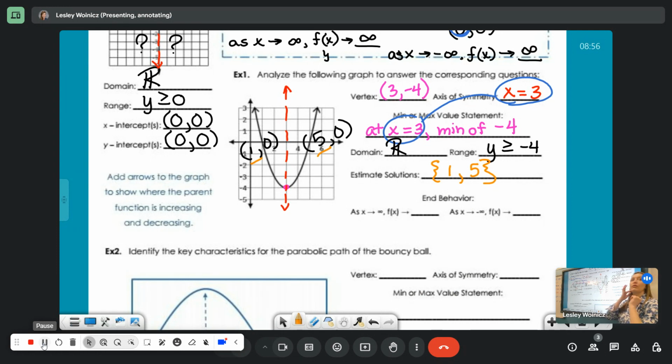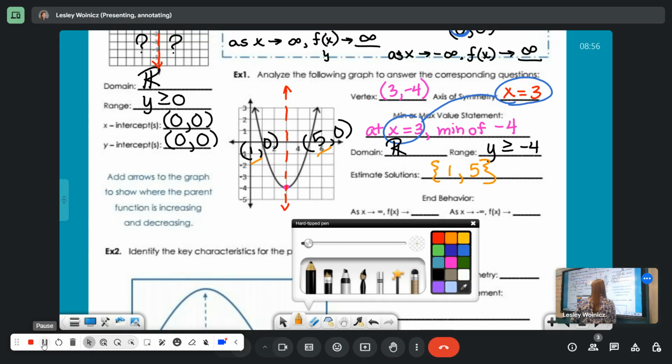So we're solving quadratics after Christmas. So this is going to be graphing and characteristics and doing some word problems and stuff. And then we will solve algebraically after Christmas. It's a beefy unit. It's a doozy.